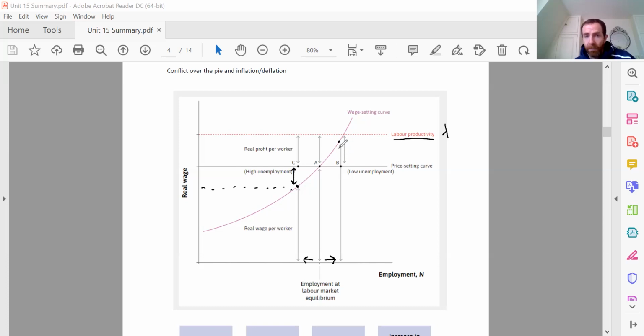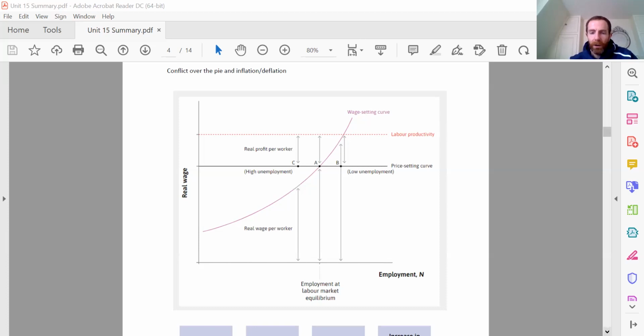And this time, this double-headed arrow I'm drawing in here, again, it's a bargaining gap, a gap between the real wages that workers are demanding and the real wages that firms are willing to pay. But this time it's positive, because now the workers are the ones who are feeling like they have extra power. So what's going to be the consequence of these bargaining gaps?